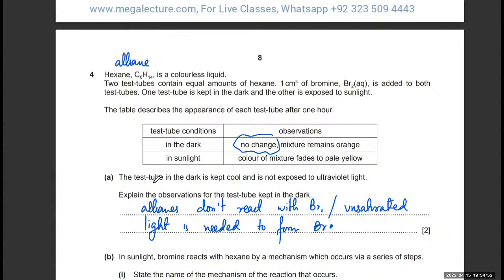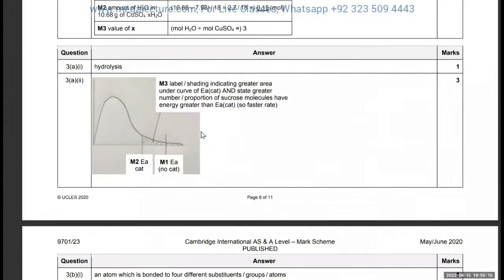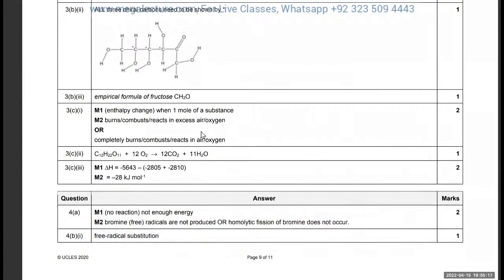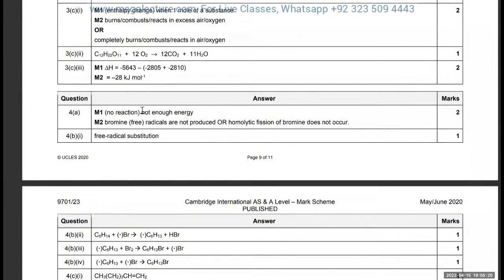You have to explain why there's no color change. Because it's unsaturated, alkanes are actually saturated. Bromine only reacts with unsaturated double bonds. But it's a 2-mark question, kind of a vague question. We'll just have a check with this one: no reaction, not enough energy.